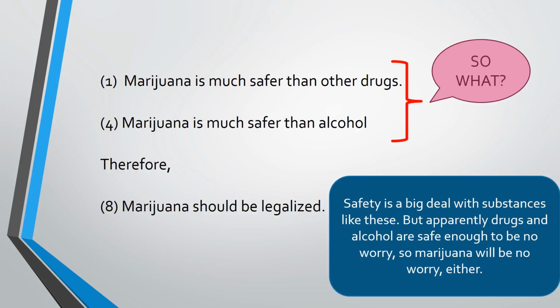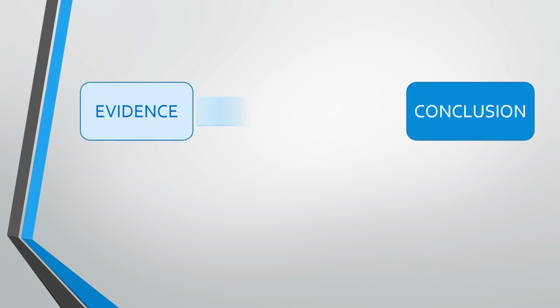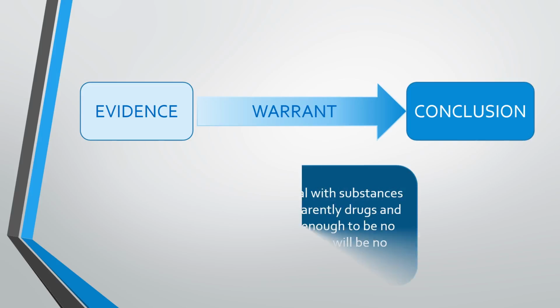So a good warrant statement will incorporate the main points of the evidence with the main point of the conclusion and connect them. As we said in week 1, warrant is the bridge between evidence and conclusion.